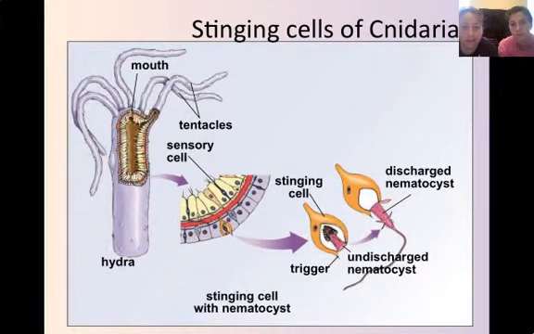This is just kind of a diagram of what the stinging cells of cnidarians look like. You can see that the tentacles are up here, and then there's individual little stinging cells here, and then it kind of goes into detail showing you what actually happens with the sensory cells and the stinging cells.